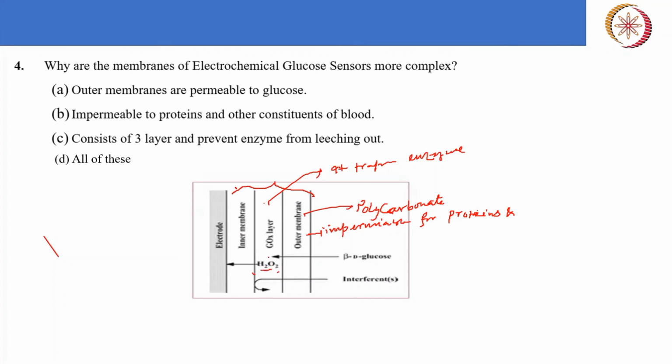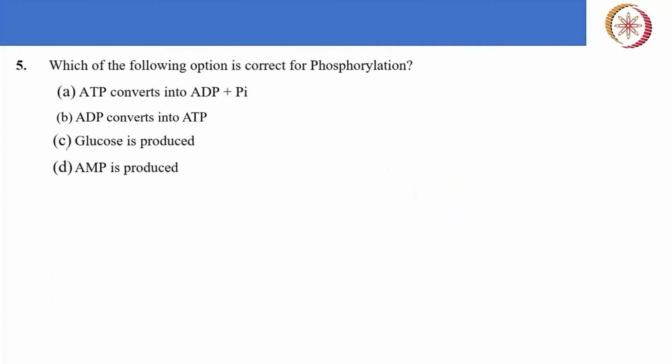So the electrochemical glucose sensor, its outer part is permeable for glucose and it is impermeable for proteins and other constituents. And as I mentioned, it consists of three layers, and this part is trapping the enzyme. So the answer is D, all of these. Okay, so go to next question.